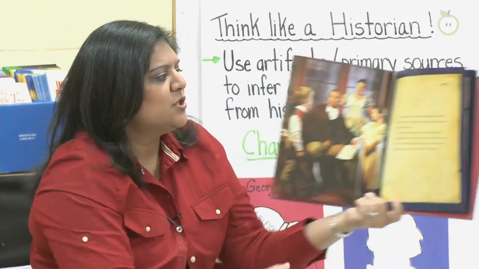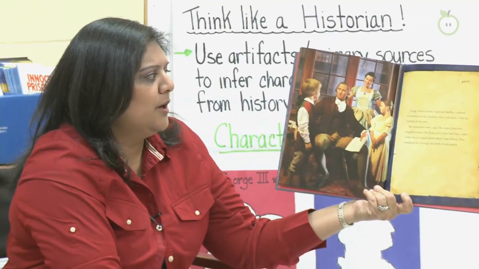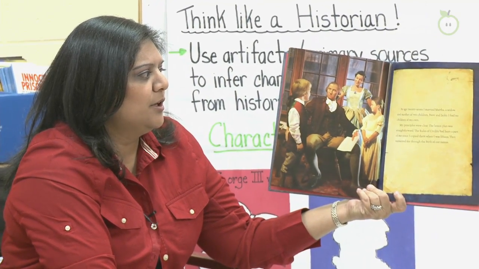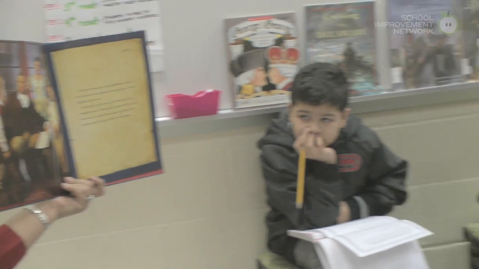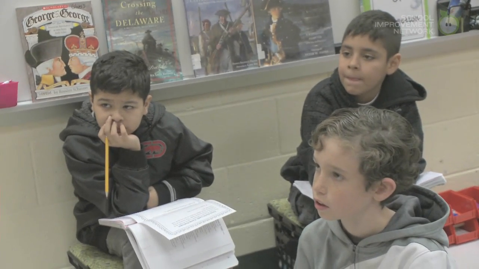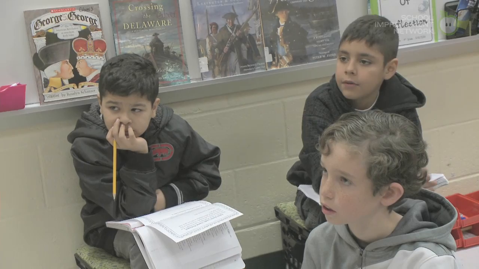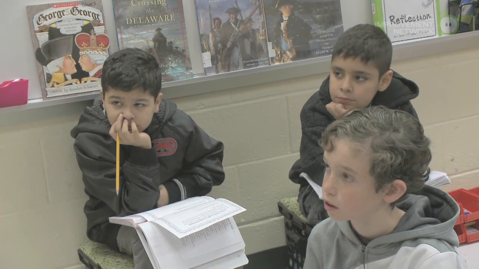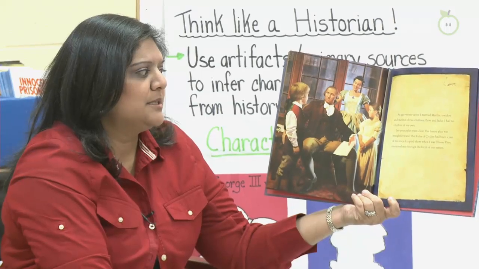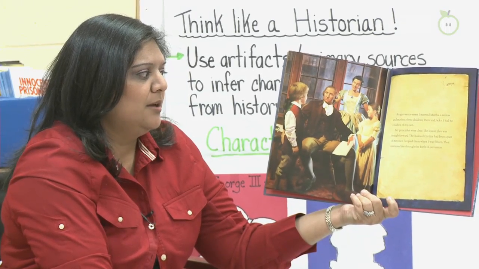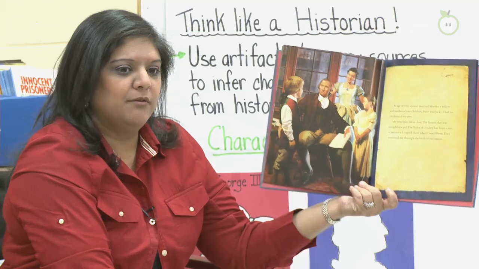So, at age 27, I married Martha, a widow and mother of 2 children, Patsy and Jackie. I had no children of my own. My principles were clear. The lesson plan was straightforward. The rules of civility had been a part of me since I copied them when I was 15. They sustained me through the birth of our nation.